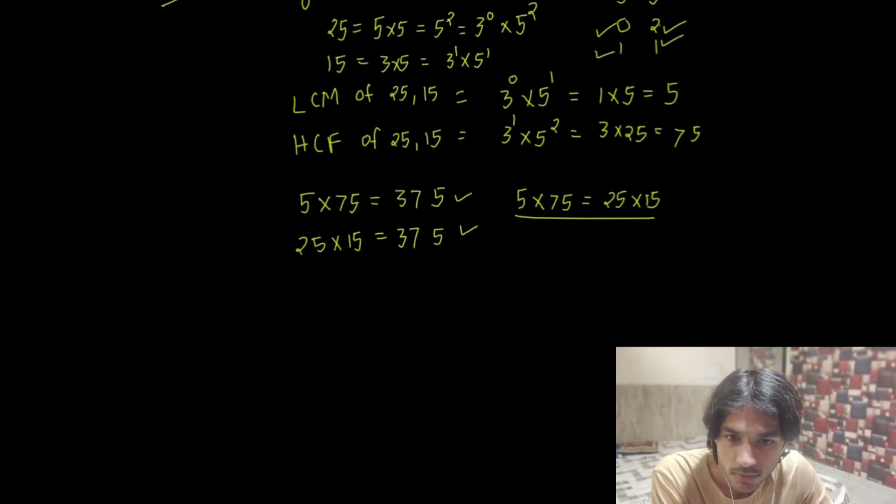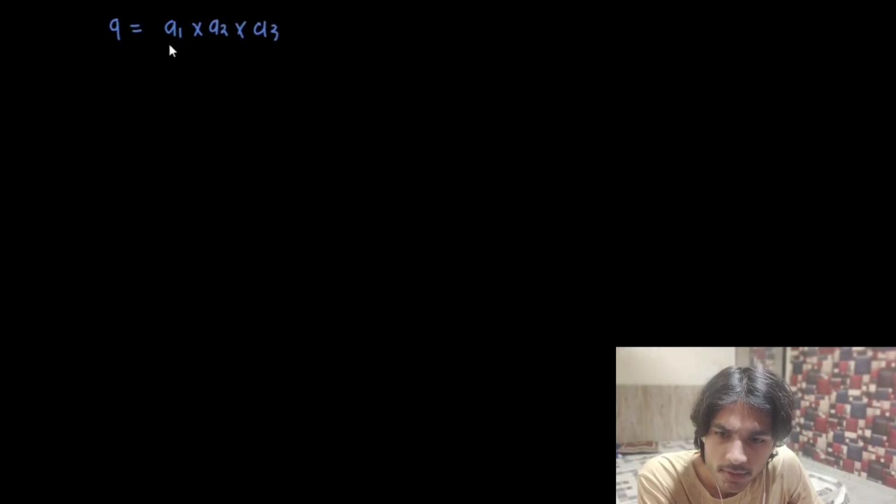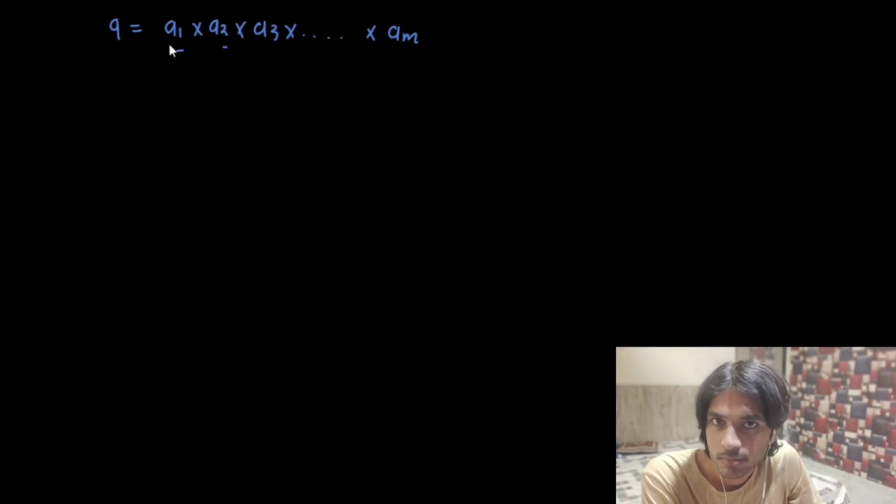Let me just start on the new page. Let me change the color. Okay, so let us just say that the prime factorization of A is A1, A2, A3, I don't know, but suppose up to AM. Now obviously these A1, A2 are prime numbers. They can be the same too, right? They don't have to be distinct prime numbers. They can be the same too, but obviously they are prime numbers.